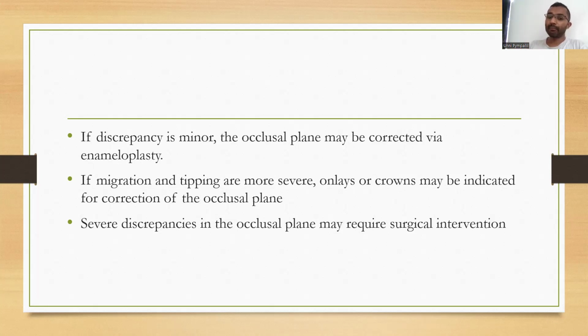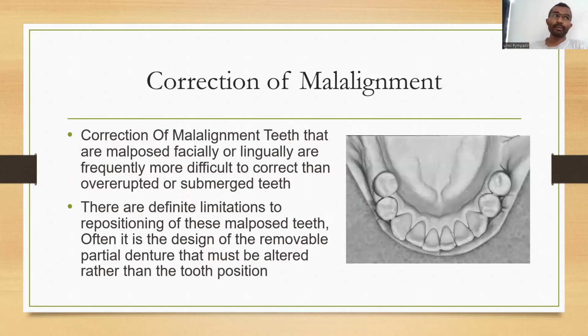If the migration and tipping is more severe, only then can we plan for a crown. If when you're reducing the tooth, the patient senses too much pain, then we can plan for intentional root canal followed by a crown. If nothing works out, extract it. So coming to the next one would be the correction of the malalignment. Malalignment means the teeth can be placed either too much labially or too much lingually.